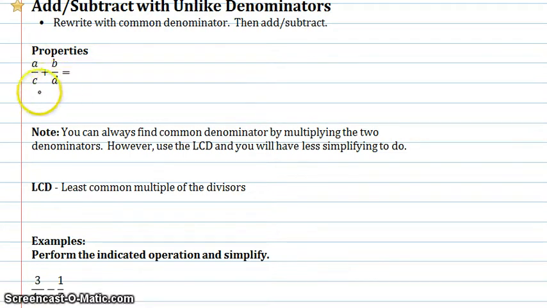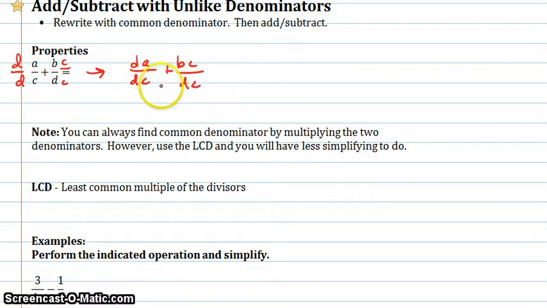And c and d are factored all the way. So we want to get them to have the same denominator, so we would multiply a over c by d over d so that it has a denominator of dc. And we want to multiply b over d by c over c, okay? Because then we would have d times a over d times c plus b times c over d times c. So now we've got the common denominator, and we can add the numerators. So that would become d times a plus b times c over d times c.